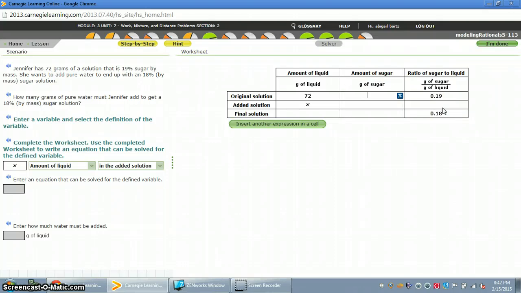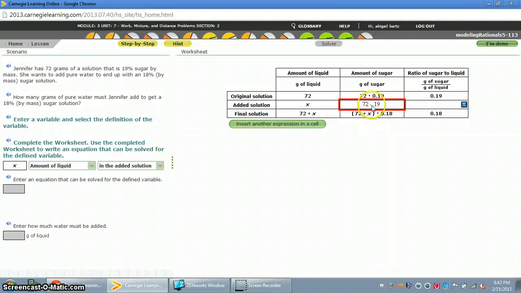And this is where you have to find out your grams of sugar, and what we showed in our step-by-step, it would be 72 times the 0.19. Again, you could simplify that, but I just wanted to show you that you can set it up the same way. The final solution would have to be 72 plus x on our worksheet, which means the amount of sugar has to be, and I'm going to put it in parentheses, 72 plus x times your final percentage. The amount of sugar shouldn't have changed from your original, so 72 times 0.19.